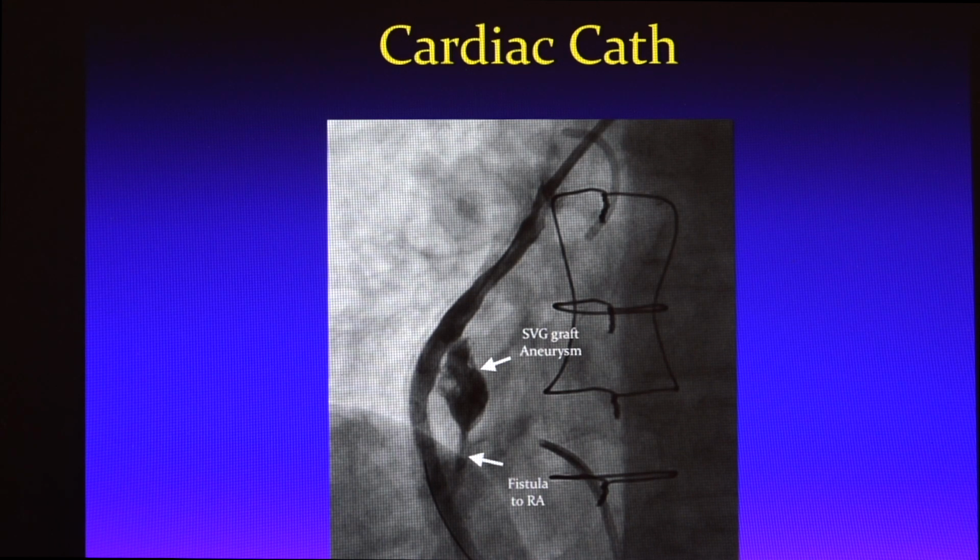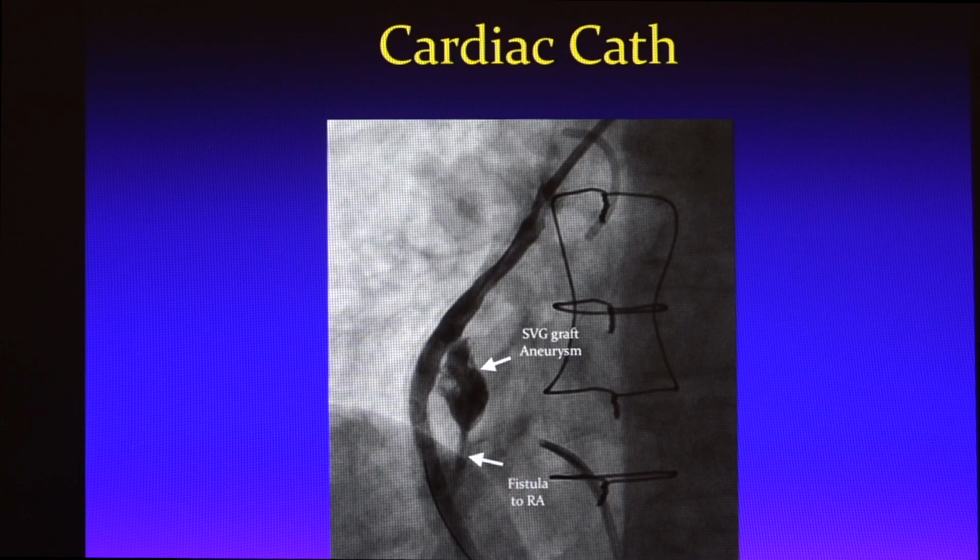And what you see here is a Swan catheter, which we kept in the right atrium. The reason we have it here is just to confirm that this flow is going to the right atrium. And we also did some measurements. We'll talk about it in a second.